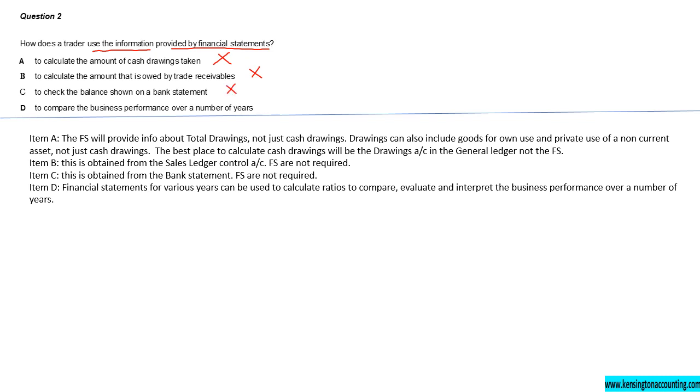D, to compare the business performance over a number of years. That's correct. That's one of the main uses of financial statements, to use information provided in the financial statements for various years to calculate ratios so that the owner or the trader can compare, evaluate, and interpret the business performance over a number of years. Therefore, the correct answer is D.